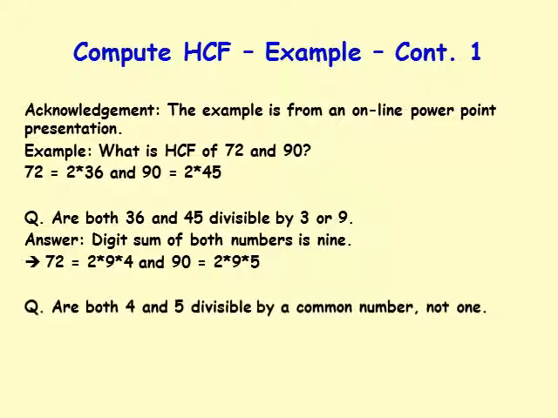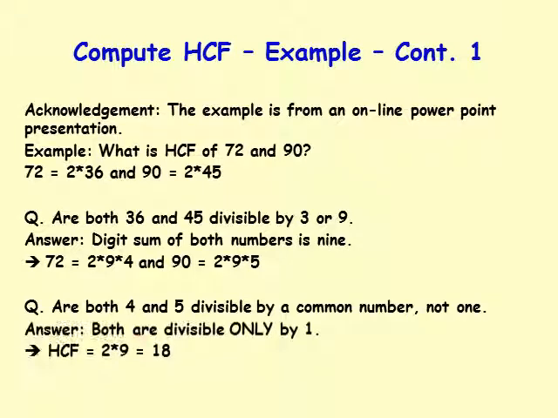Are both 4 and 5 divisible by a common factor other than 1? Both are divisible only by 1. So the HCF is 2 times 9. This is the common part here.